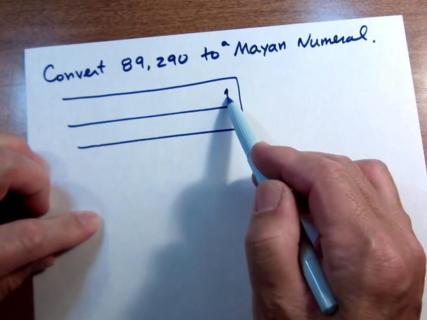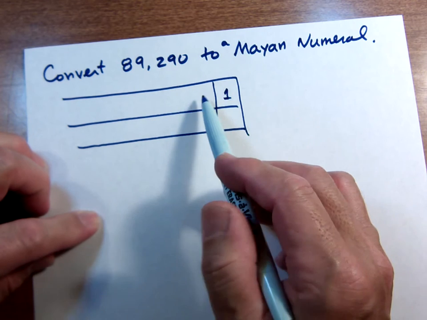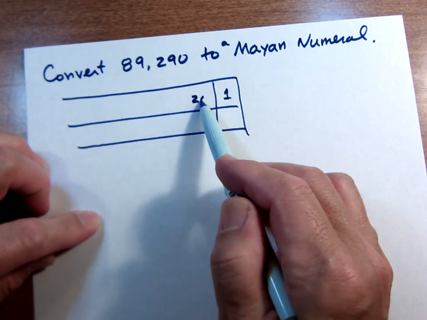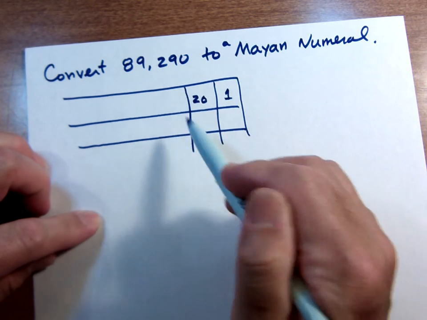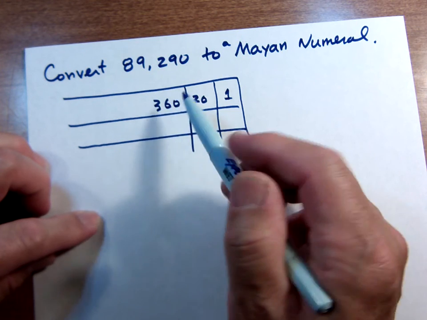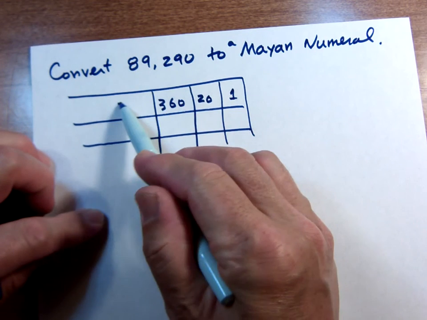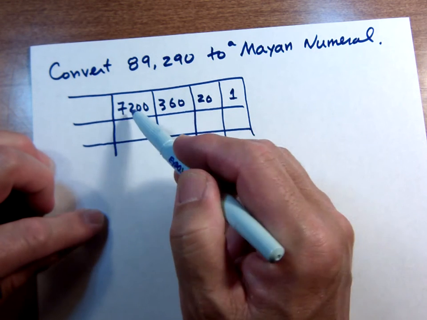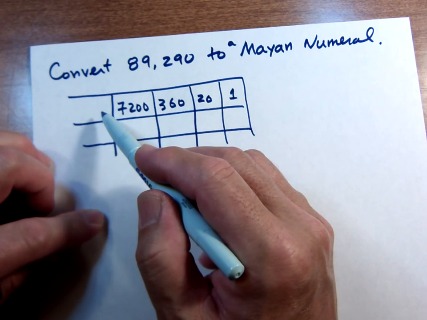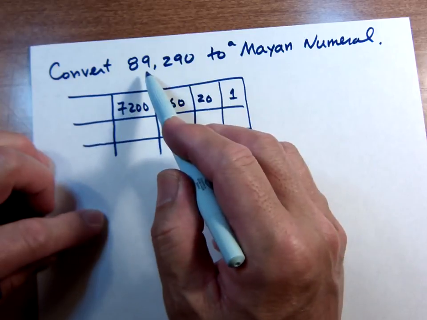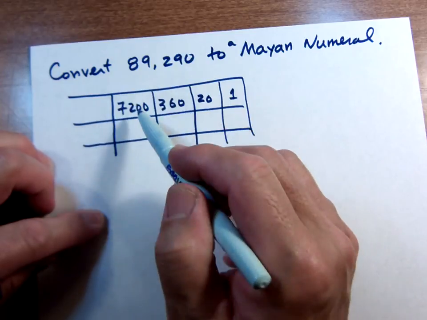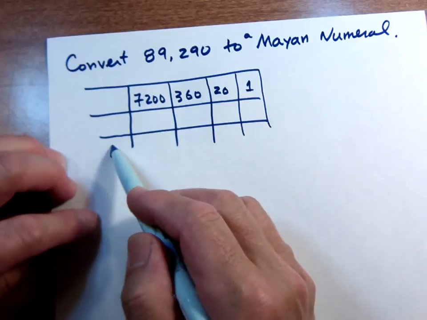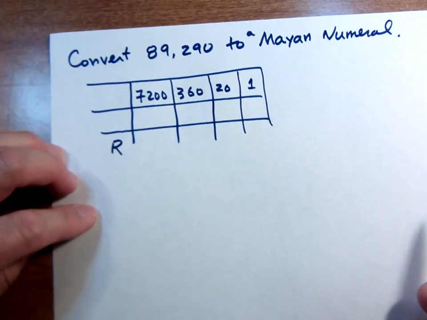this chart. Mayan numeral, the position base values go from 1, 20, 360, 7,200, and that should be it. If you go one more, 7,200 times 20, that should well exceed 89,290. So that's going to be our starting point. Okay, we do need a remainder row R.